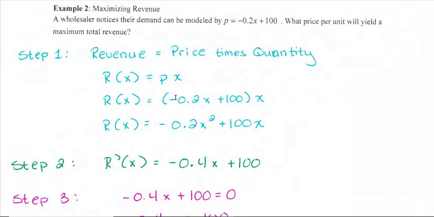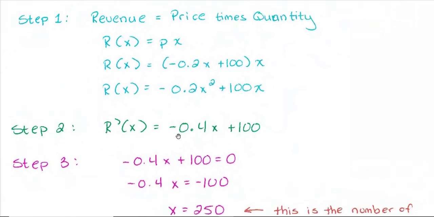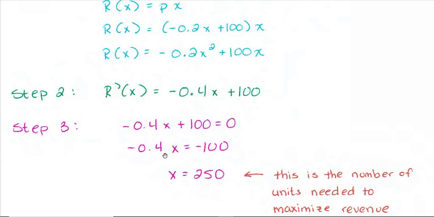So when I substitute in that negative 0.2x plus 100 for price, in quantity x, distribute the x, now I have my revenue function, negative 0.2x squared plus 100x. Step two, take the derivative. Step three, set the derivative equal to 0 and solve, and that gives me x equals 250. But remember, x is the number of units. So I know that we need to sell 250 units to get the maximum revenue.